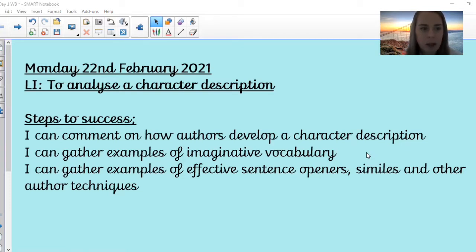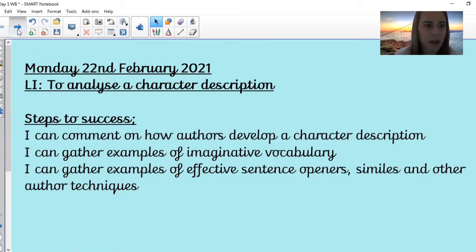So we are analysing character descriptions today. And then we're going to start to look at a particular character and start to describe them ready for a character description later. So we should be able to comment on how the authors develop a character. We should be able to gather examples of some vocabulary, and we should be able to gather examples of effective sentence openers, similes, and other author techniques.